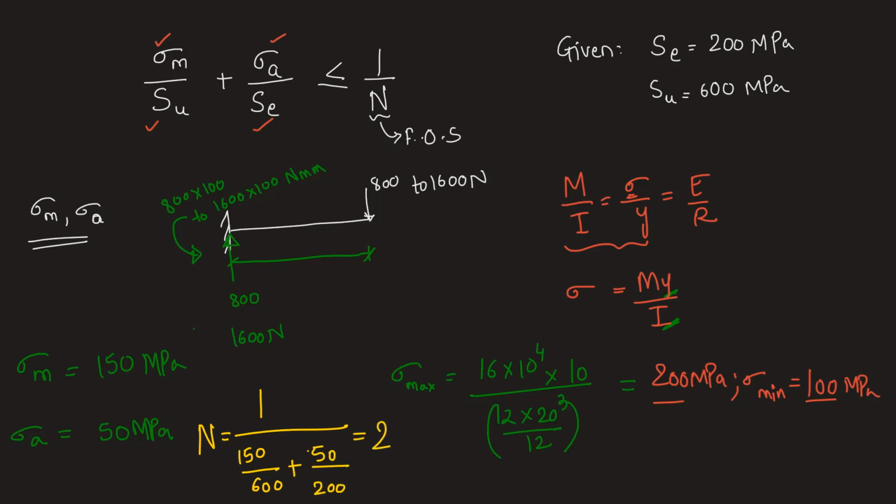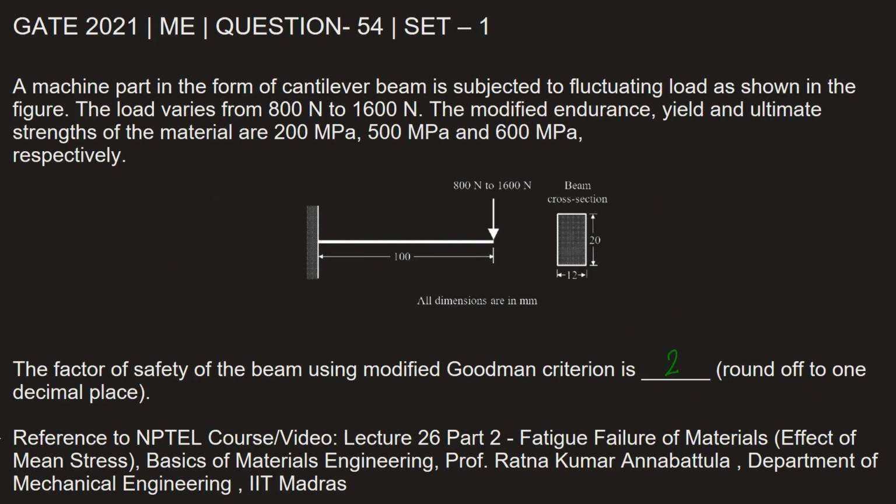They have already mentioned that you have to use the modified Goodman criteria only, and that gives the factor of safety answer as 2. If it wasn't mentioned, then you can use the other methods and see which gives the maximum value of factor of safety. That will be our answer. In this case, 2 is the answer. Let's go back and fill in this answer. The answer is an integer, which is 2.